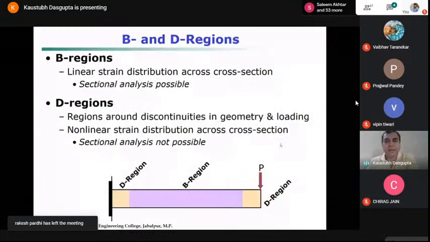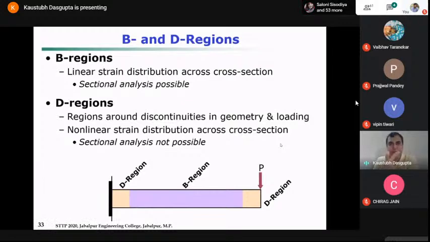But then when we look at the behavior in a slightly zoomed in or microscopic aspect, we land up in two different regions. Many of you may know about this. One is the B region, the other is the D region. B stands for Bernoulli, the famous person, and D is for disturbed. What are their characteristics? In any reinforced concrete member which is under loading, you can identify B and D regions.